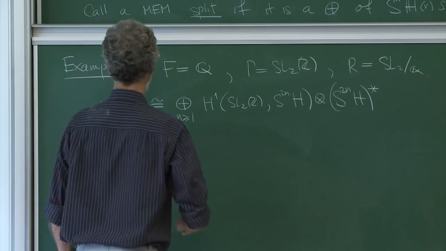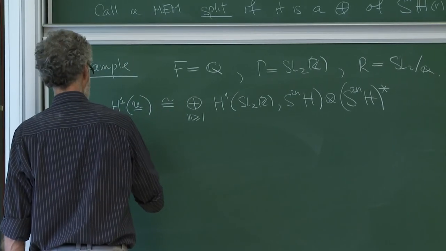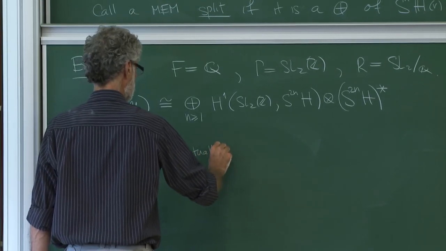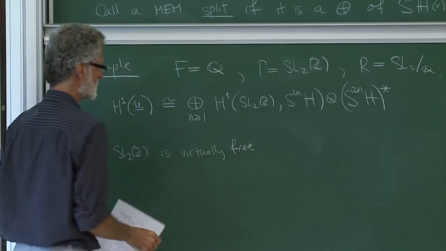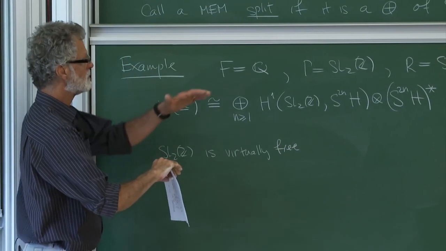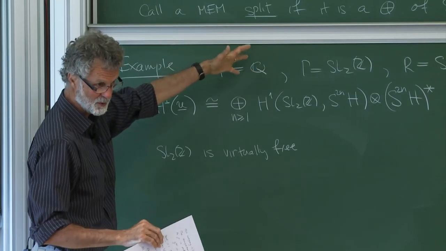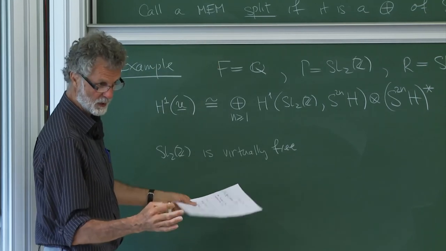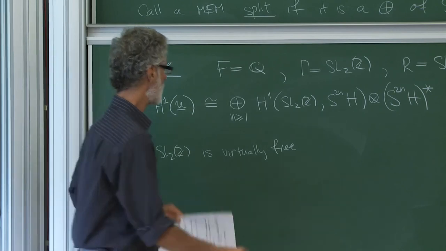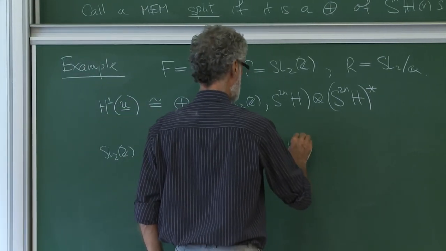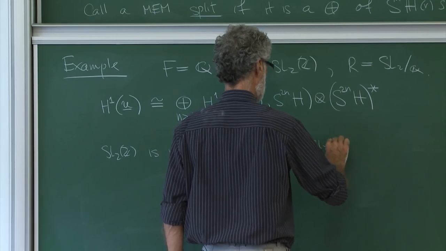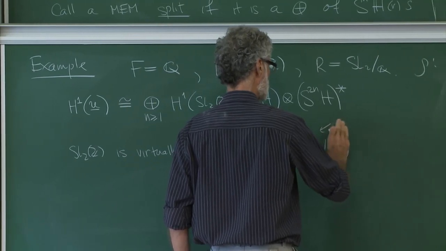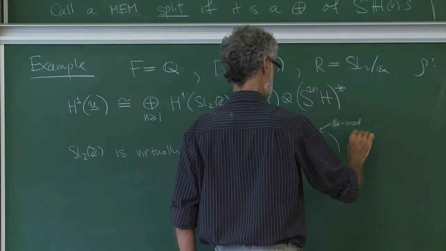And the next thing I know is that SL2Z is virtually free. That's easy to see because it's absolutely standard: you can choose some torsion-free subgroup of SL2Z. The upper half plane divided by that is a non-compact Riemann surface, therefore has free fundamental group. And this implies that H2 of SL2Z with any coefficients, if this is divisible, a Q module, is equal to zero.